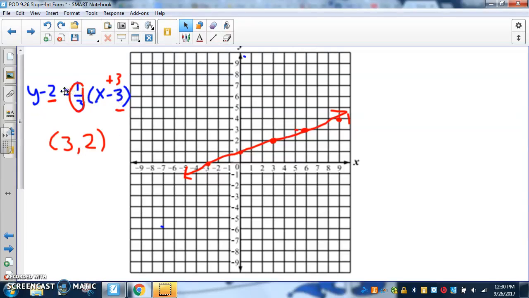Again, find the point, which is just what's in these parentheses in order x, y. Then from that point, use the slope to graph your line.